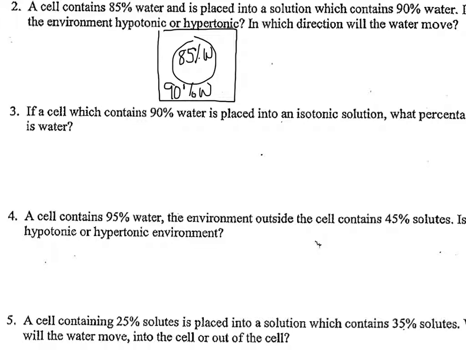So once again, let's figure out immediately where water is going to move. We see that water's high here. 90 is higher than 85. And immediately we know that water is going to move from an area of high concentration to an area of low concentration. So therefore, water will move into our cell.